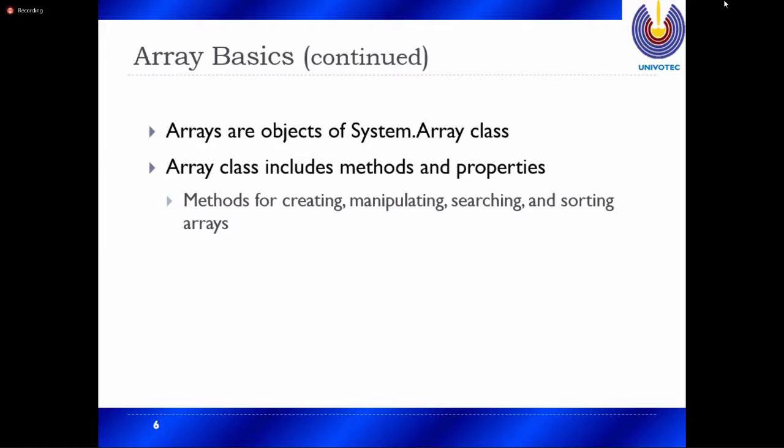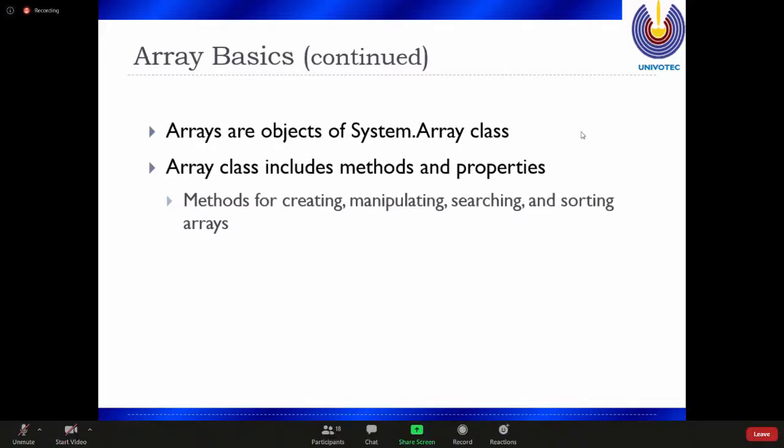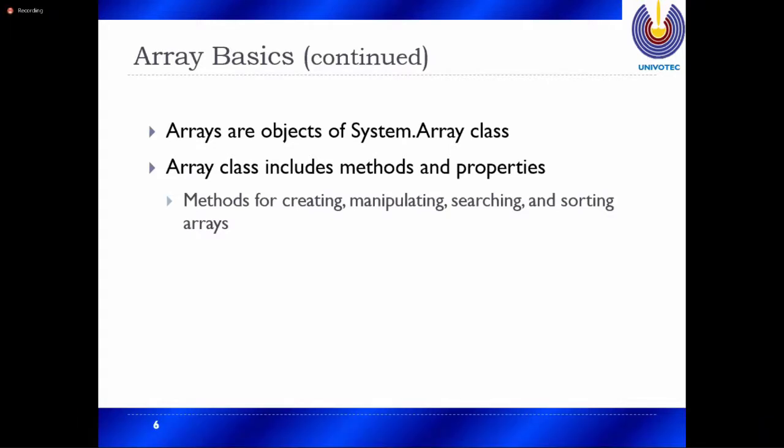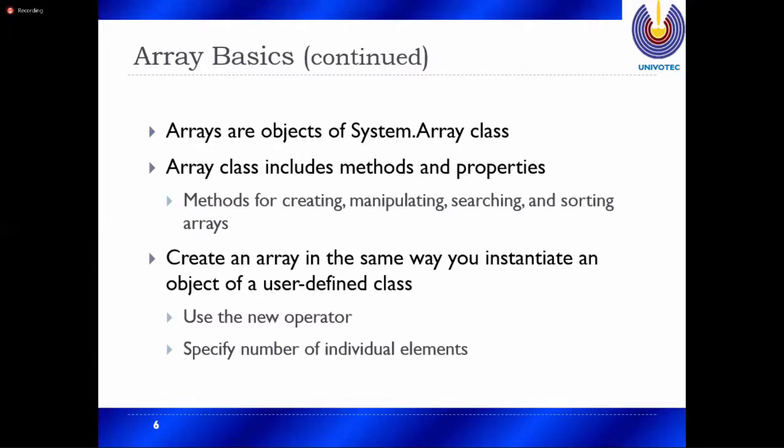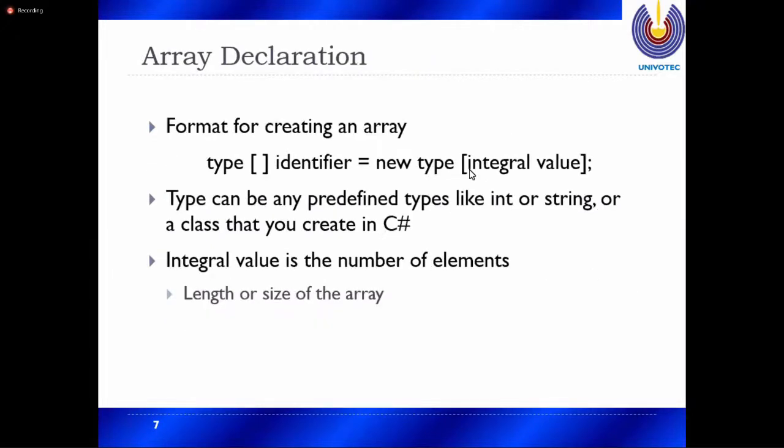Okay, instantiate an object of a class; then you can get another array the same way. Create an array in the same way: use the new operator for the array. Specify the number of individual elements, how many elements you are going to store of the same data type. The format of creating an array: type, then square brackets, then the size of the array, the number of elements.